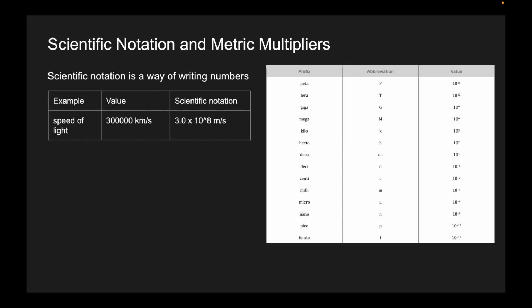You don't have to remember all the prefixes because all of them are included in the data booklet. Here are some questions for you to practice using scientific notation. 3,600 can be written as 3.6 multiplied by 10 to the power of 3, and the second number can be written as 2 multiplied by 10 to the power of -8.